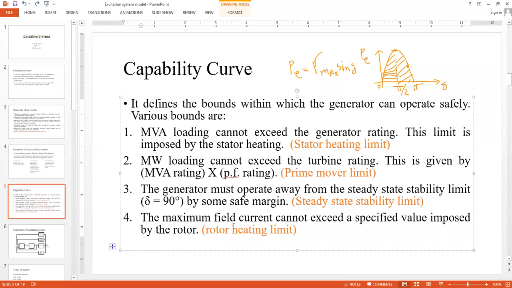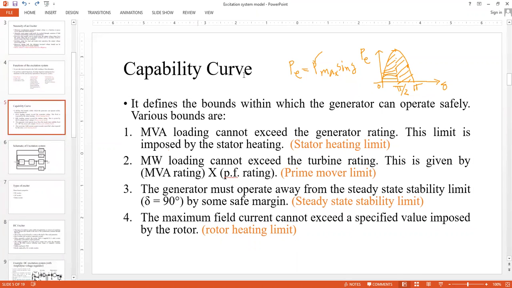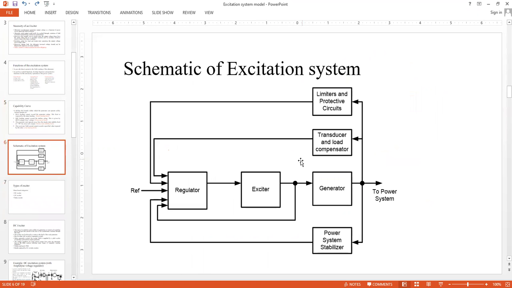And the fourth one is associated with the field, which should be given in terms of probably some field current, maximum field current limit. Sometimes it is also provided in terms of voltage, how much maximum voltage you can put to your field circuit. So all this information could be obtained from the synchronous machine capability curve, that is applicable both for the generator as well as the synchronous motor operation.